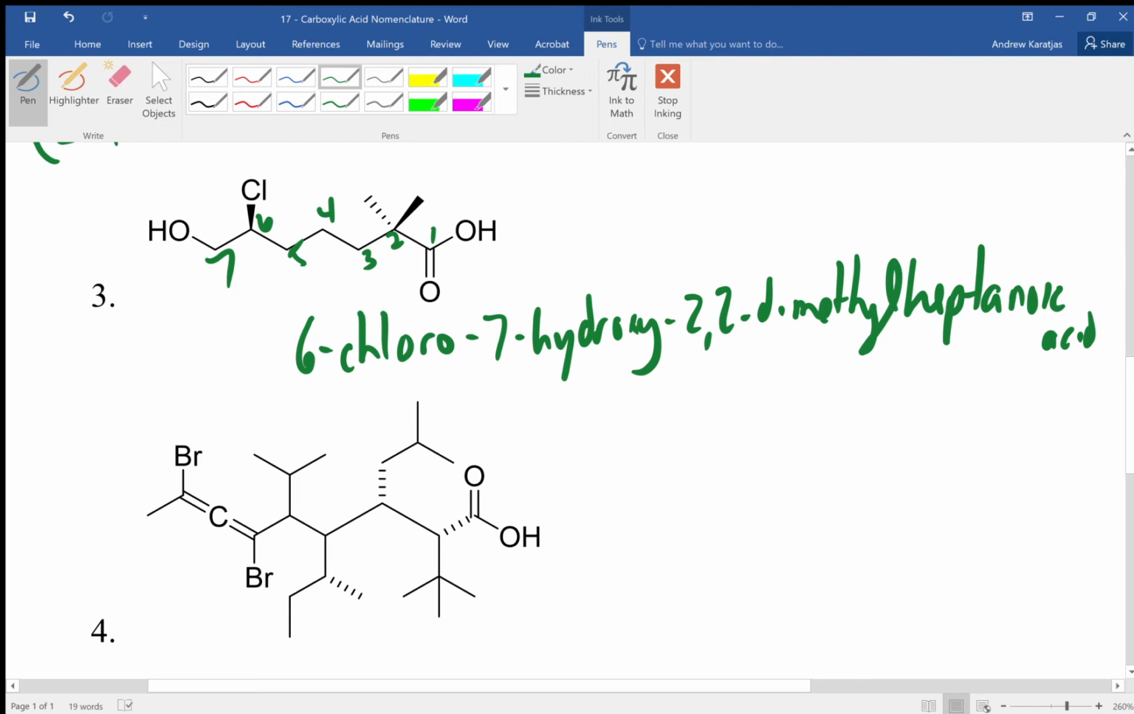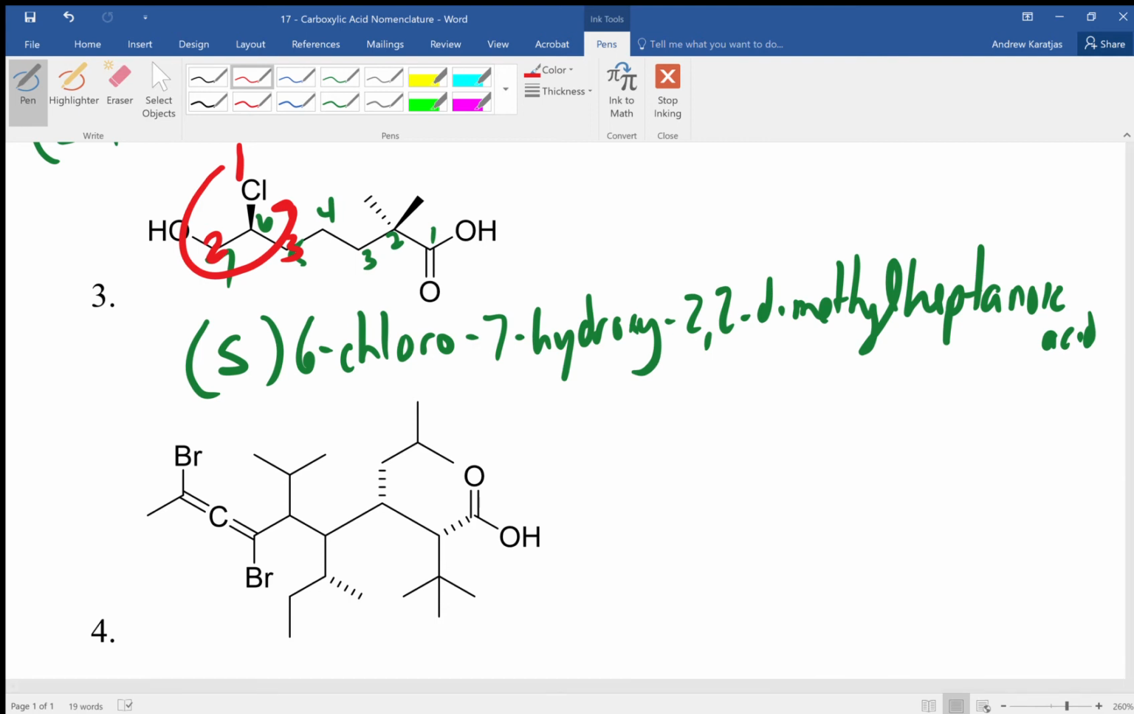Our only chiral center is at carbon 6, and it's going to be S. Because it's our only chiral center, and I'll put in the priorities here if you want to see them, because it's the only chiral center, we don't need a number in front of that S.